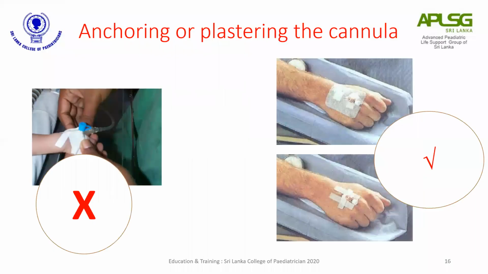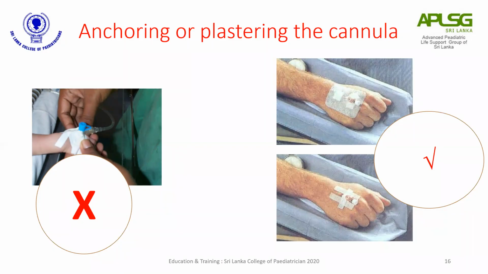Anchoring is very important because otherwise all your hard work will be wasted if the cannula is dislodged. One thing that you have to remember is the insertion point of the cannula has to be visible. Only then will you detect any kind of early infection or extravasation of fluid.